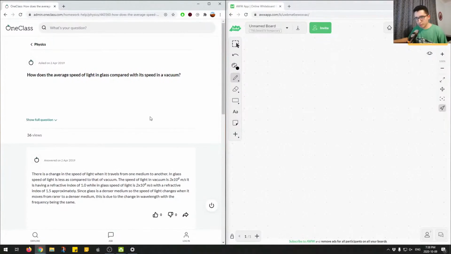So the question is asking, how does the average speed of light in glass compare with its speed in a vacuum? So the speed of light, usually represented by the variable c, is equal to 3 times 10 to the 8 meters per second. So in a vacuum, this would be the case. The speed of light would just be 3 times 10 to the 8 meters per second.